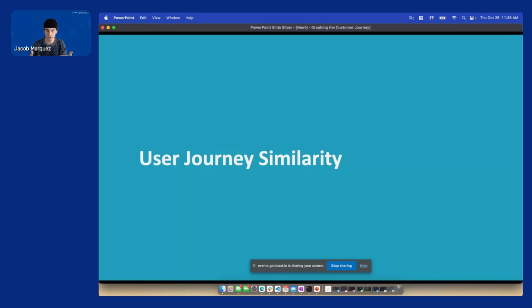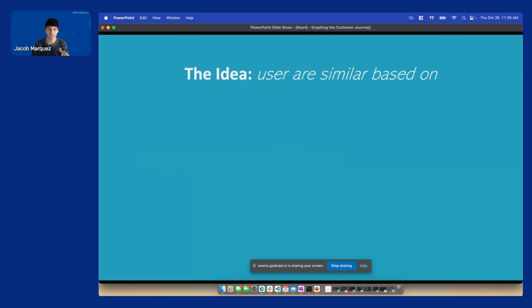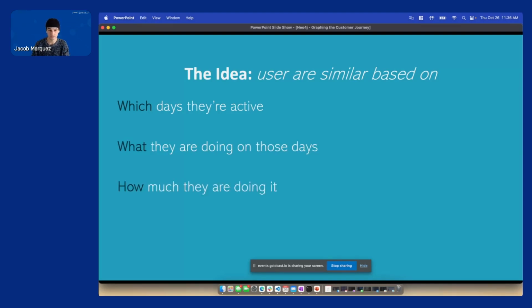So how do we build some sort of methodology that allows us to say, this is the user journey, this takes everything into context, and these are how the journeys compare across different groups, across other users? That's where this concept of user journey similarity came into play. The idea is that users are similar based on which days they're active, what they're doing on those days, how much they're doing those activities, and when this occurs within the journey. You could also have an absolute date perspective as well, but the which, what, how, and when are super important.